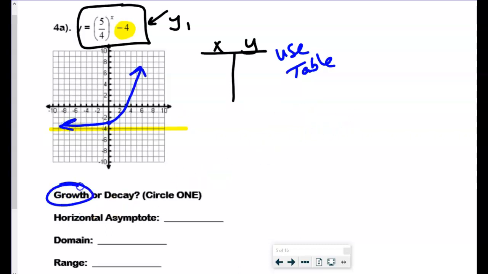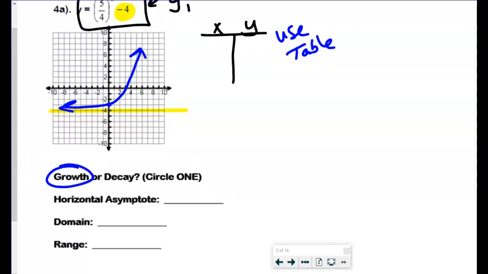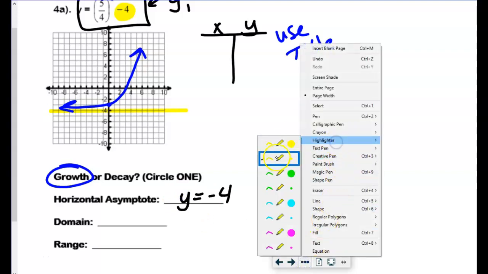This is an exponential growth. The base is a 5/4, which is 1.25, so that's why it's growth. It's greater than 1. The horizontal asymptote is the line y equals -4. So that -4 from the downshift is going to show up again right here.